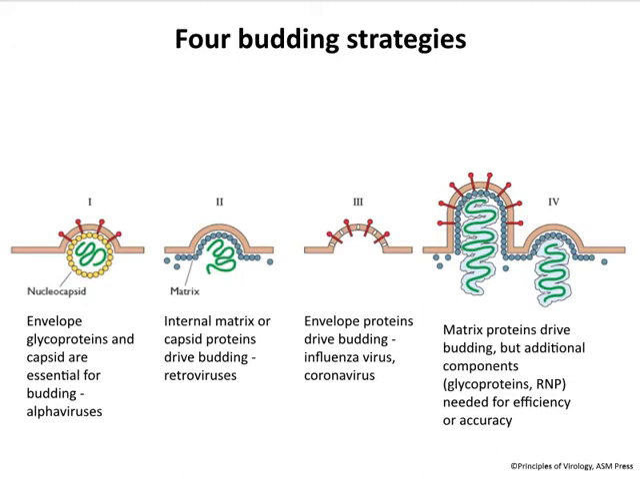For most viruses, you need a different number of proteins to drive budding. For example, here you need the glycoproteins as well as a capsid protein to drive budding. Here you need a matrix protein only. So matrix is typically this protein that lines underneath the membrane. In some cases, you can just produce that in cells and you'll get the budding made. And for other viruses, you need the matrix as well as glycoproteins.